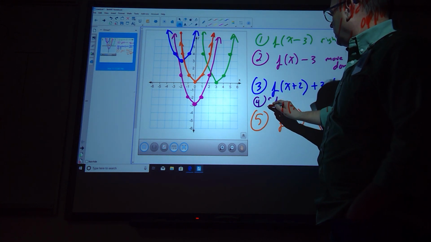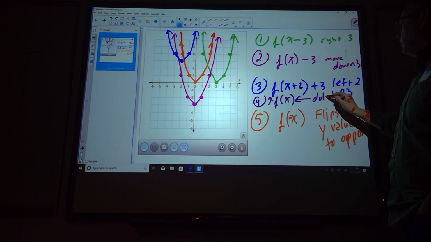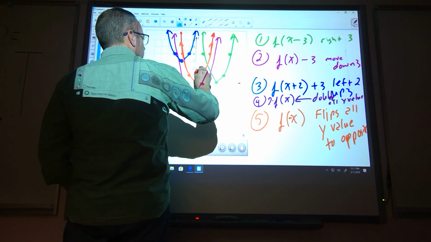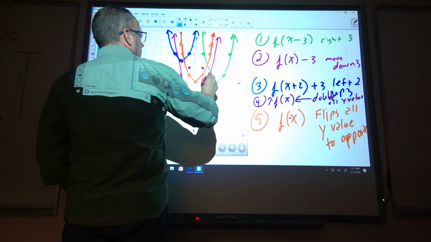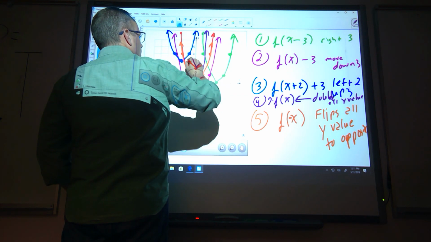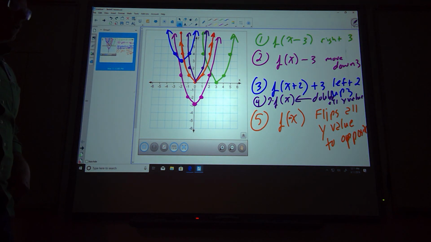F at, or 2 times f at x. This is going to double all y values. Okay, so this one stays here. This one comes up 2. It's got to double it. This one would have gone up to 8. We're not going to see it. So red to the purple made it skinnier. It's got a vertical stretch.